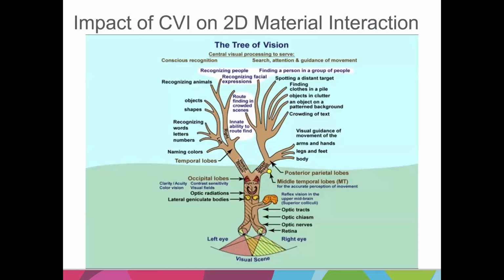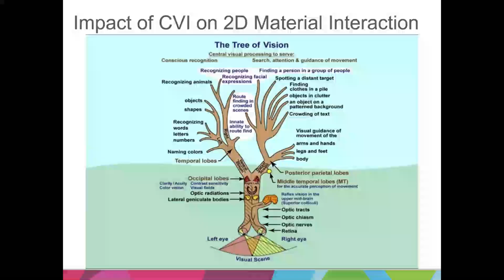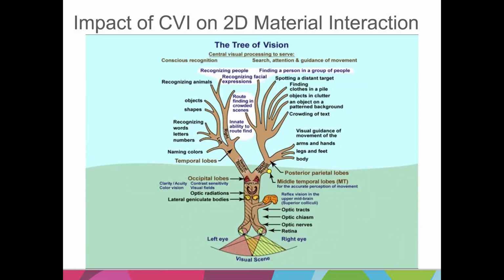So again, we have our tree of vision. On the right with the dorsal stream, we have our ability to find and have visual attention and search for things. That comes into play with 2D materials because we have to be able to first attend to an object. But then with the ventral stream, that's where we start assigning meaning or recognition to what these things are, whether it's letters, numbers, colors, or animals on our toys. So both of these areas of our visual streams are going to come into play for 2D materials.